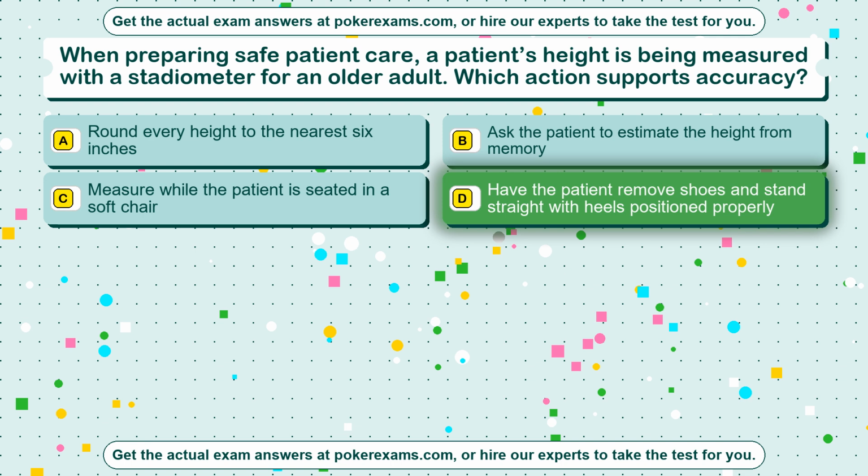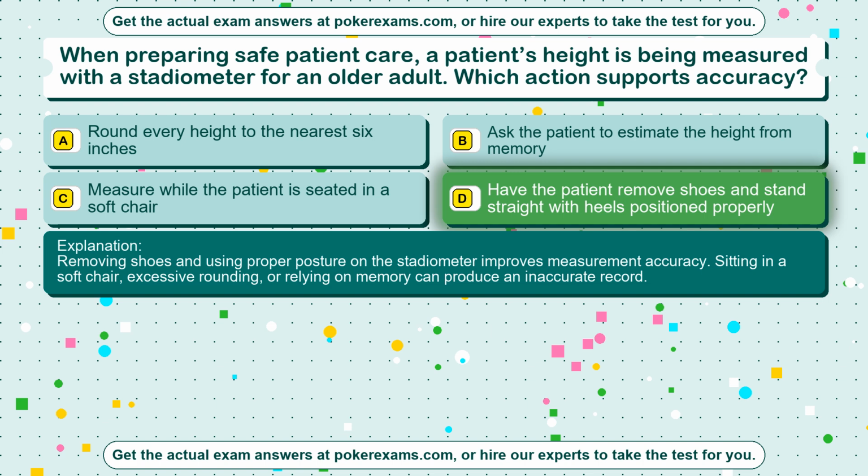Have the patient remove shoes and stand straight with heels positioned properly. Removing shoes and using proper posture on the stadiometer improves measurement accuracy. Sitting in a soft chair, excessive rounding, or relying on memory can produce an inaccurate record.